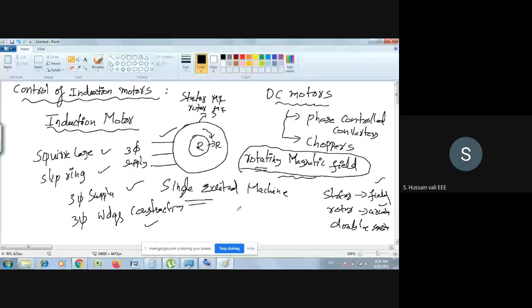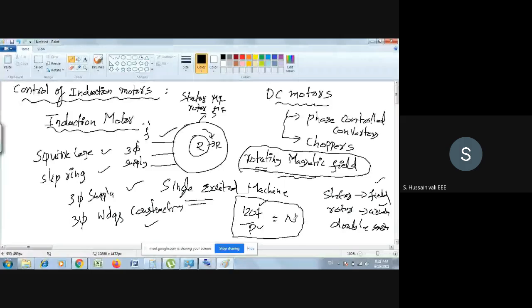Synchronous speed, in the sense that the supply has some frequency. So Ns = 120 f by P, where f is the supply frequency and P is the number of poles. Based upon that, you will have some speed. This is the speed of the rotating magnetic field, and we call this speed the synchronous speed.